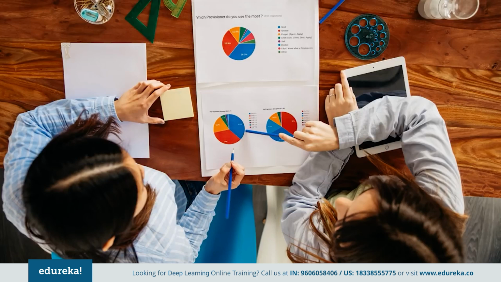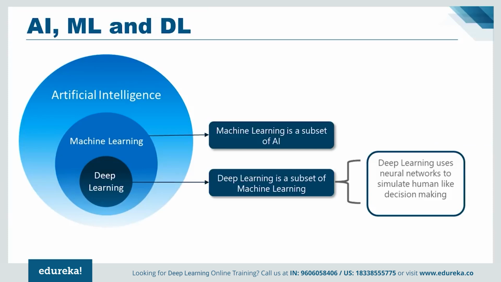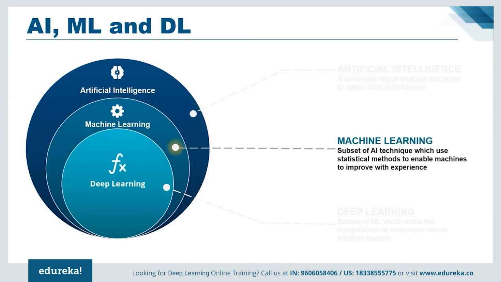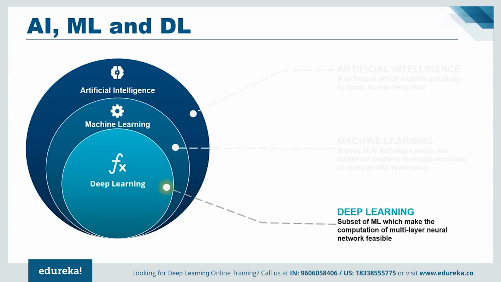Now before talking about deep learning, one must understand its relationship with machine learning and artificial intelligence in terms of data science. So if you have a look at the picture here, you can see that data science is the superset, and inside we have artificial intelligence, inside that we have machine learning, and inside that we have deep learning. So data science is an extraction of knowledge from data using different techniques and algorithms, whereas AI or artificial intelligence is a technique which enables machines to mimic human behavior. Now, machine learning is a subset of artificial intelligence which uses statistical methods to enable machines to improve with experience, whereas deep learning is a subset of machine learning which makes the computation of multi-layer neural networks feasible. It uses neural networks to simulate human-like decision making.